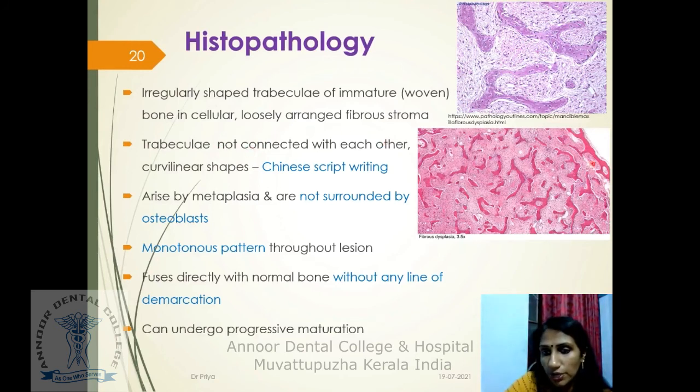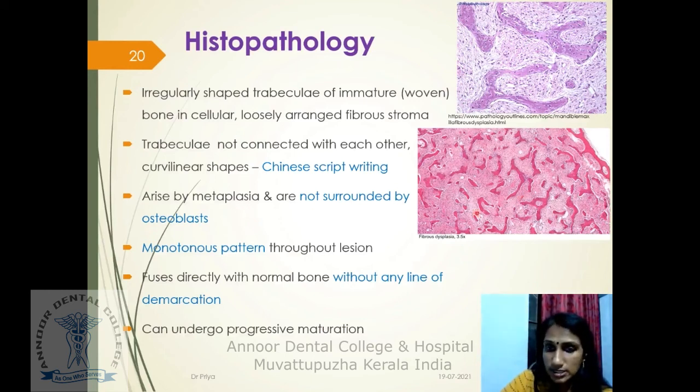So this is a low power view. You can see the trabeculae are individual. They are not interconnected. There is no interconnecting network of trabeculae. Each trabecula is independent. They are not connected to each other, and they have a curvy linear shape, a specific shape which we call the Chinese letter pattern. Usually they are arranged like Chinese script writing. If you look at them, they are curvy linear and resemble Chinese script.